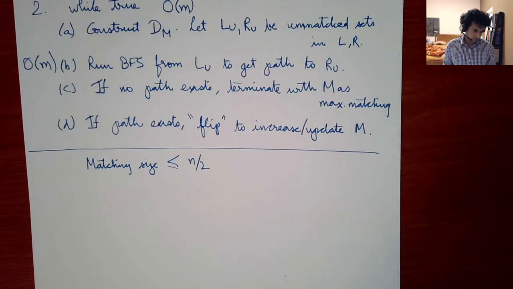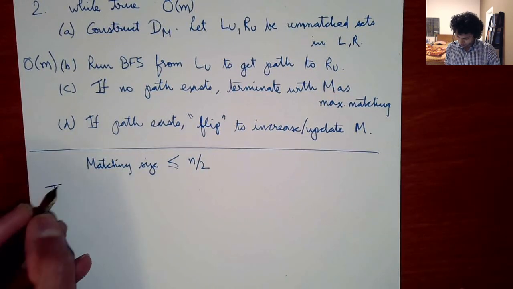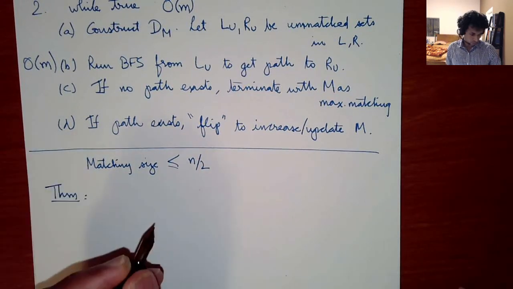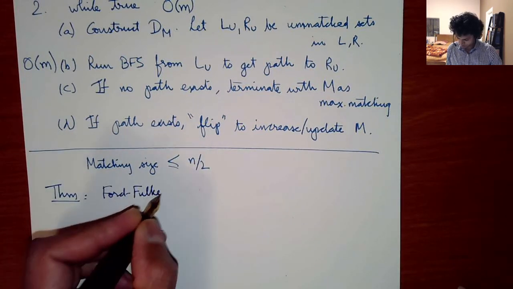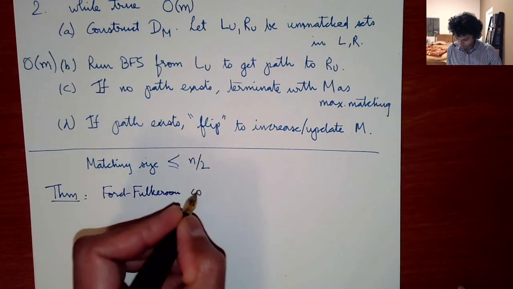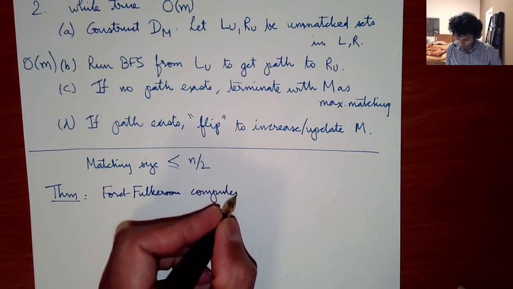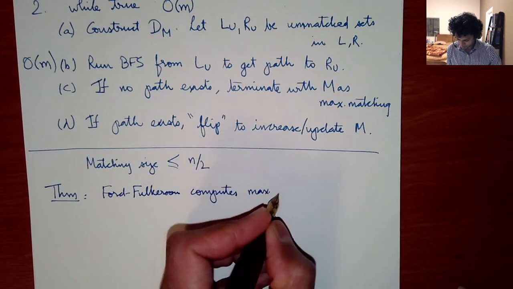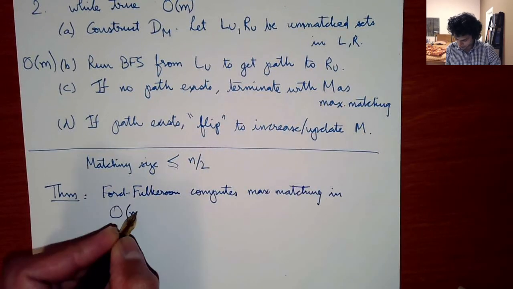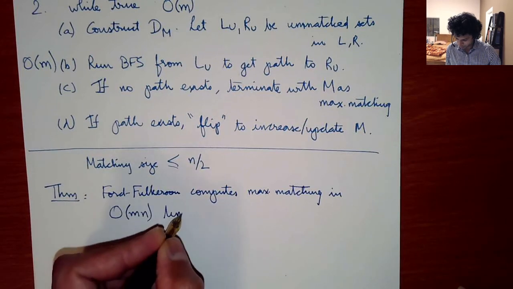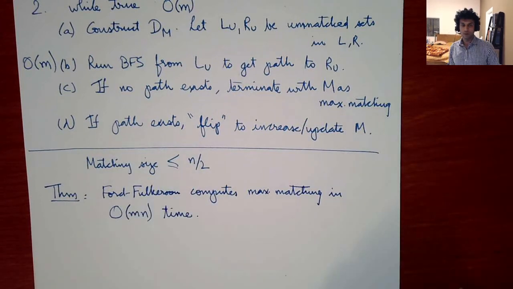Right. Okay, yeah. Thanks. Okay, so this theorem is that Ford-Fulkerson computes max matching in O(mn) time. Can this be beaten? Yes, there is an algorithm of Hopcroft and Karp that does m root n. Can it be beaten beyond that?